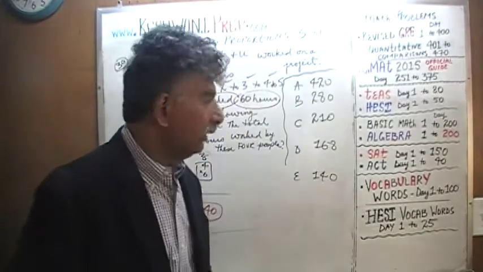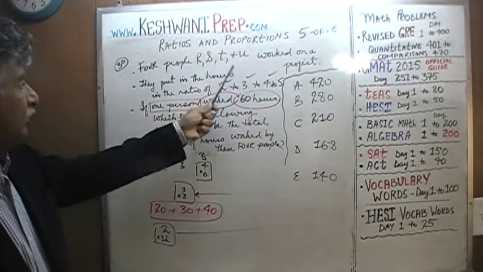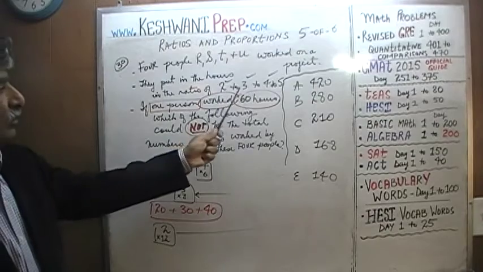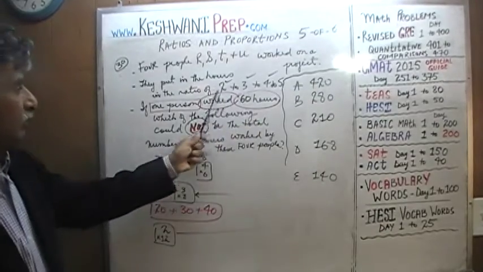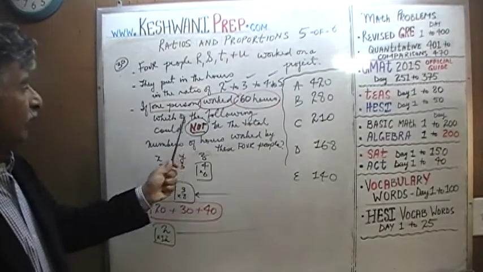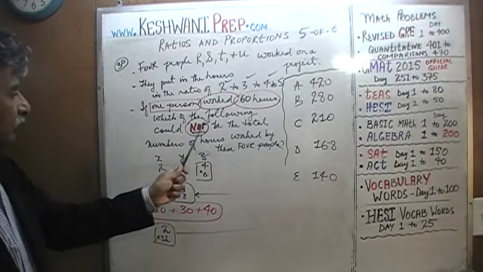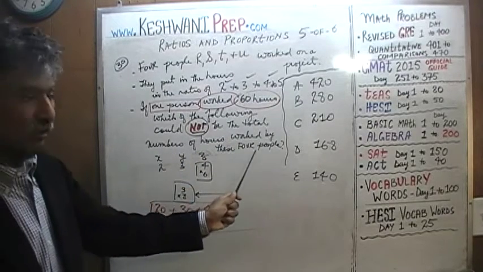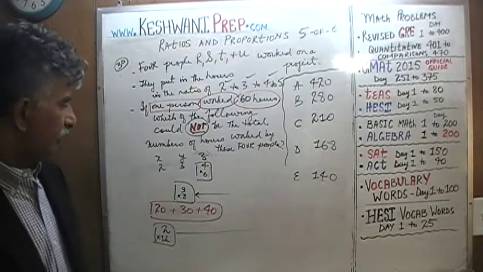Okay? One more time. We have four people, R, S, T, and U. They put in the hours in the ratio of 2 to 3 to 4 to 5. Instead of 2 to 3 to 4, we have 2 to 3 to 4 to 5. One person we are told has worked 60 hours. Which of the following could not have been the total number of hours worked by these four people among these five answer choices?